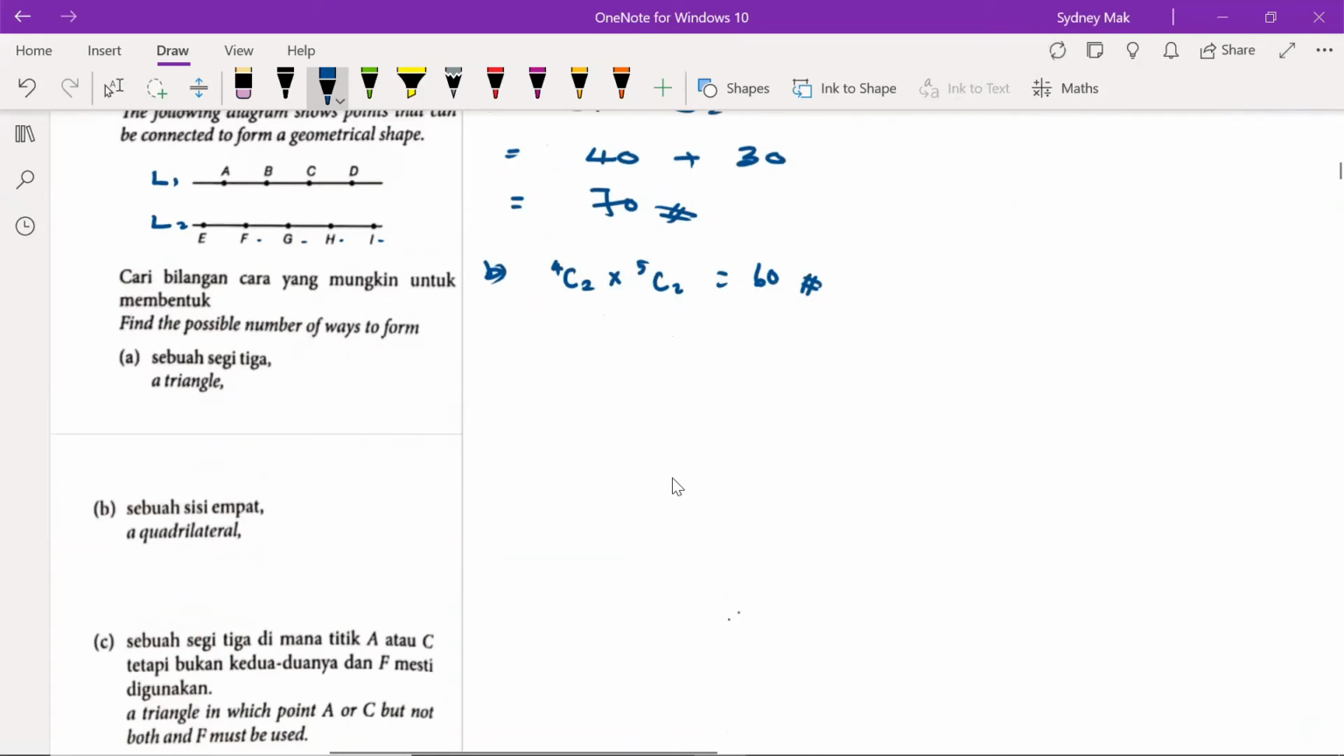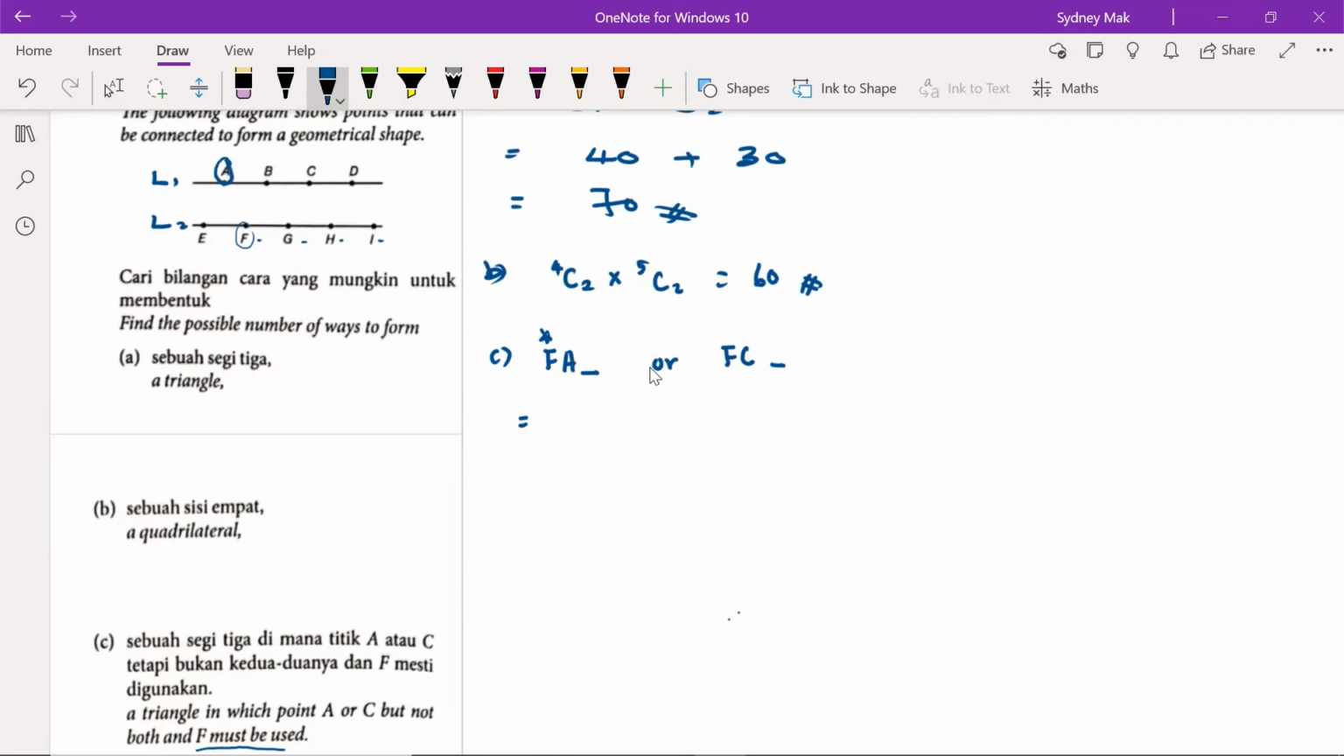Now for part C, a triangle in which point A or C, but not both, and F must be used. This is very specific. A or C, but not both, and F must be used. Since F must be used, we either have F, A, something, or F, C, something. Since F needs to be used, it must be chosen. And next, A must be chosen. So how many points are left for us to choose from?